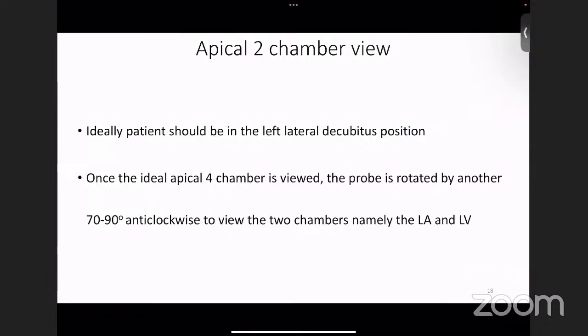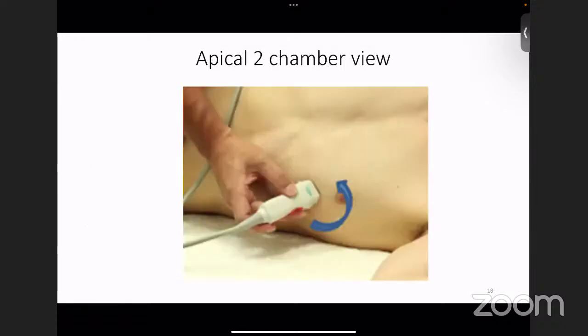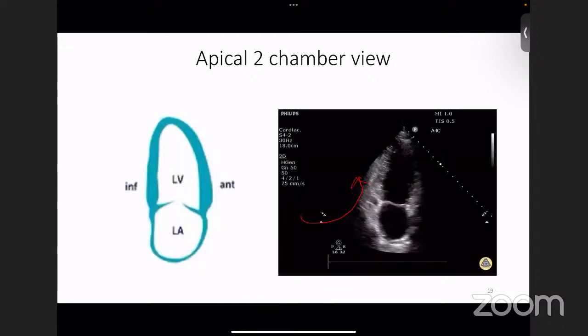Once you see the 5-chamber view, you have to go back to the 4-chamber view. Then you have to rotate the probe by about 70 to 90 degrees in the anti-clockwise direction to see the 2-chamber view, where you can see the LA and the LV. This is the 4-chamber view, and then you rotate it anti-clockwise by 70 to 90 degrees, and this is what you are going to get. This is a 2-chamber view. This is the LV, this is the LA, and this is the mitral valve.